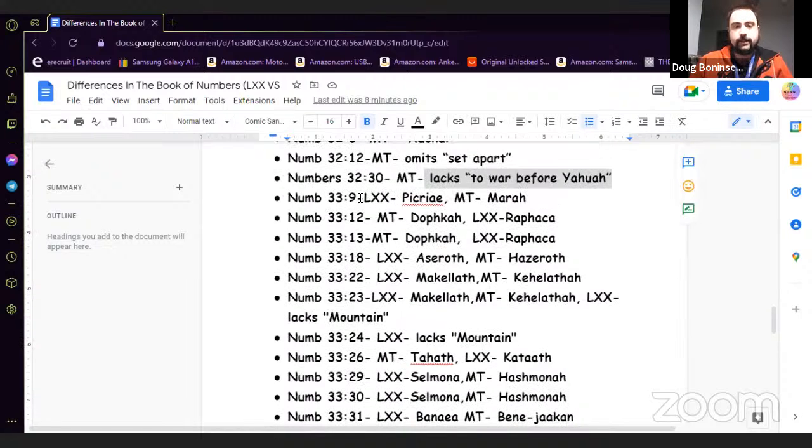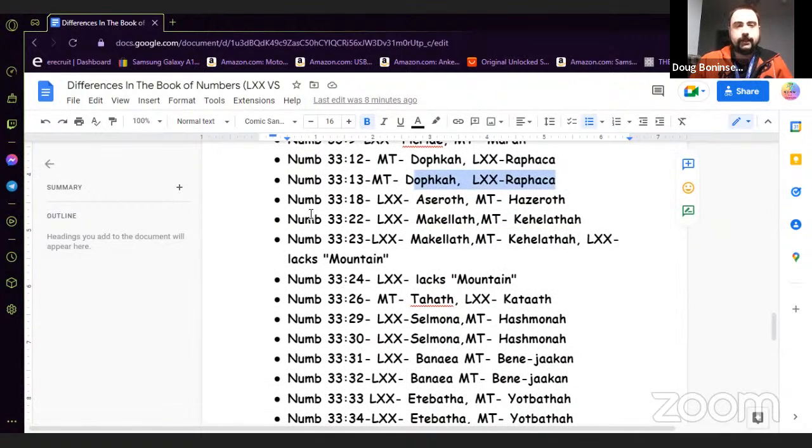Numbers 33, verse 9. You have the LXX saying Pikre, Marah, so different terminology there. Numbers 33, verse 12. Dovka, Rafaka, same thing with Numbers 33, verse 13. Okay, so Numbers 33, verse 18, LXX has Asheroth. Masoretic text has Hasaroth. And that could be the same place.